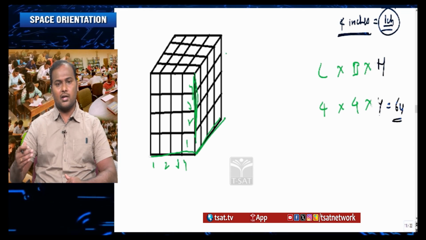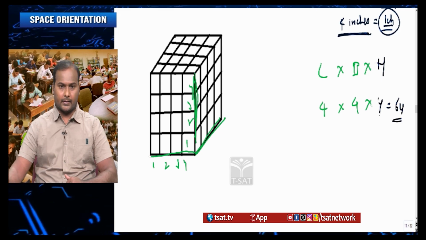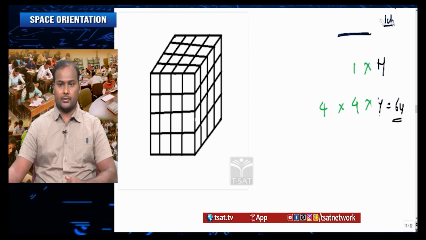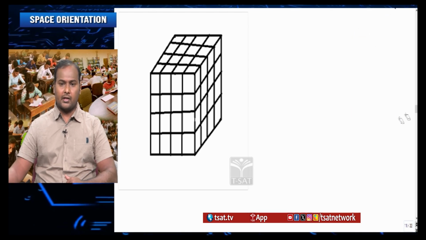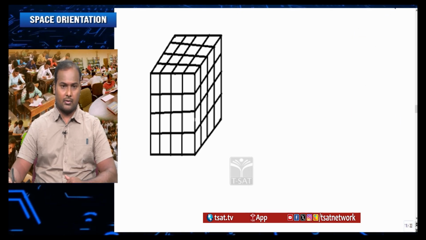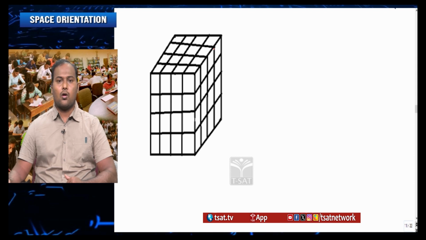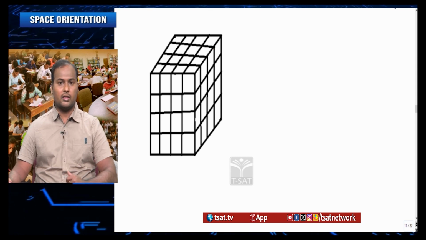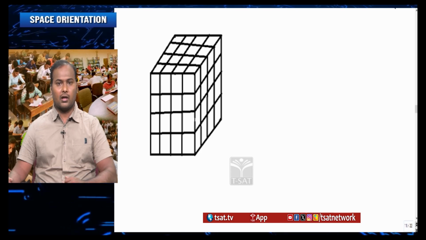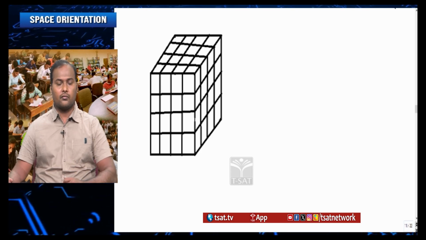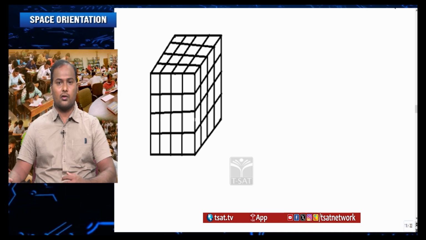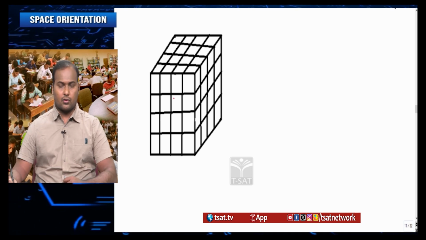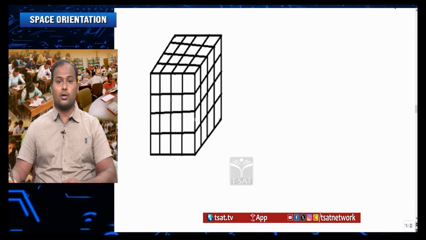Now the question is, imagine the entire cube is painted. Once the entire cube is painted with any color, so imagine I am taking red. Now the question is, how many small cubes will have only one side paint? How many will have two side paint? Three side paint? Four side paint? And how many small cubes with zero side paint?